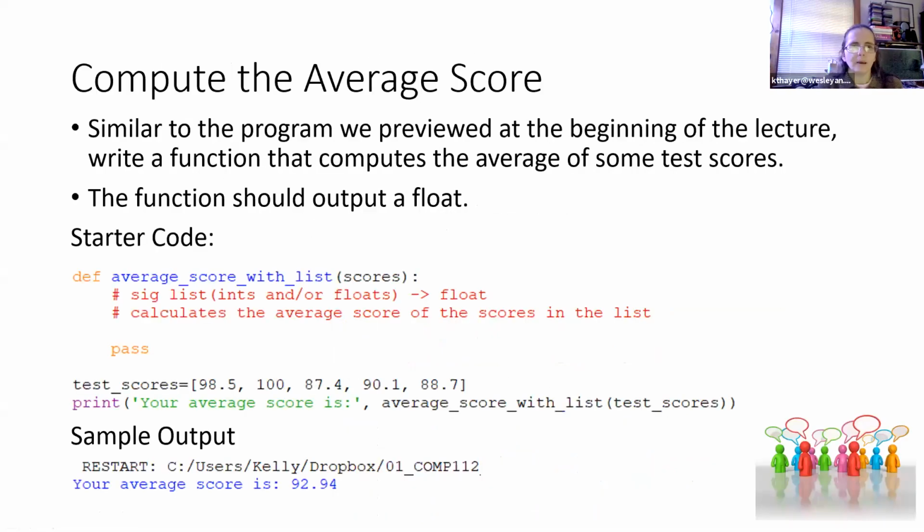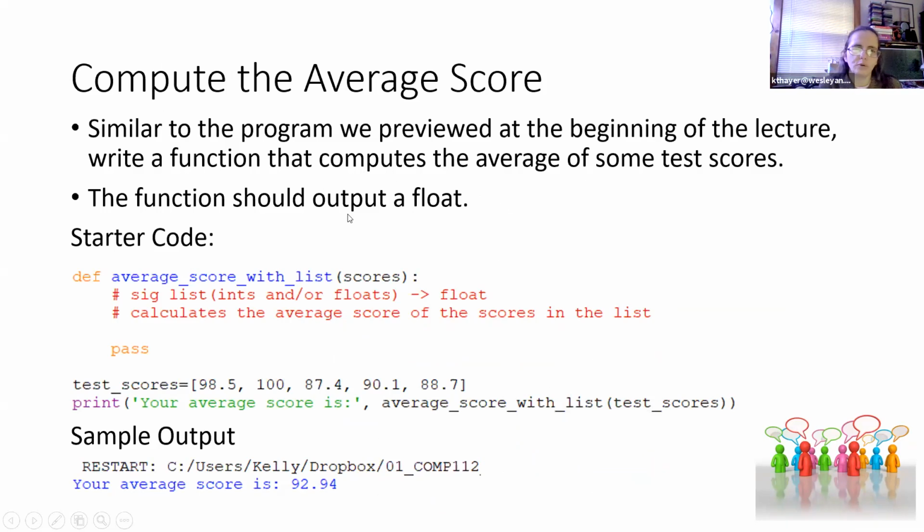So now let's get back to computing the average score. We saw a preview of this earlier in the talk, and now we are ready to take a look at this. Similar to the program that we previewed, what I want you to do is write a function that computes the average of some test scores. You've seen a preview of how this is done, but now I want you to try to do it.